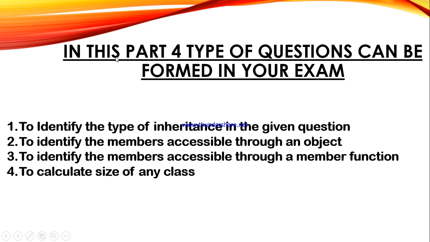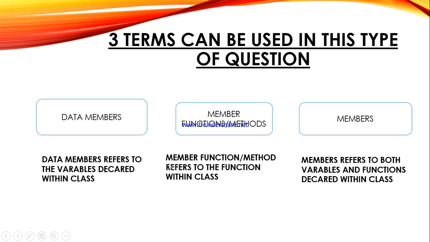So in this type of question, 4 parts can be formed. First one, to identify the type of inheritance in the given question, to identify the members accessible through an object, to identify the members accessible through a member function, or to calculate size of any class. So let's discuss all 4 in detail one by one.